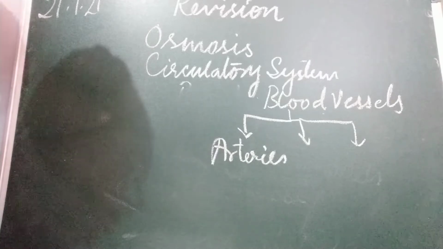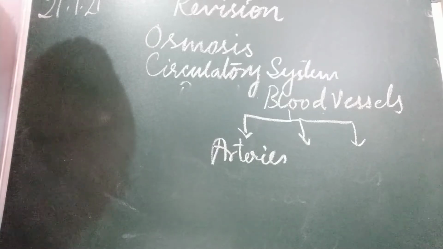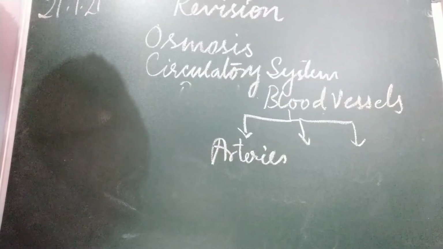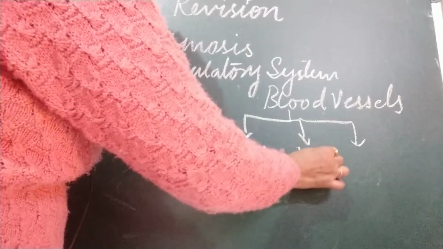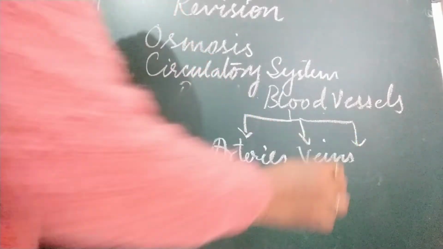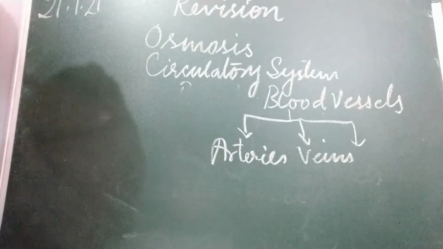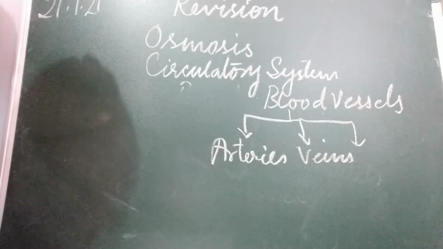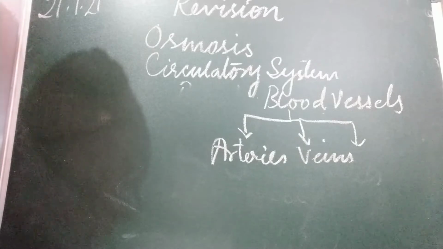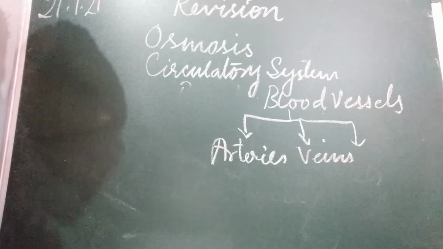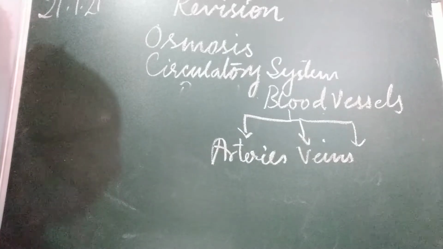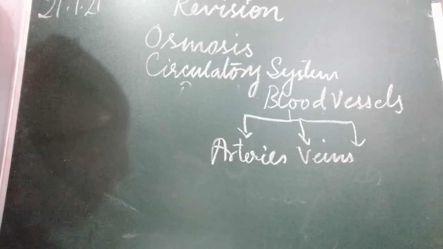Next, veins. Veins carry deoxygenated blood back to the heart. Veins have thin walls. They have valves which allow the blood to flow only toward the heart. Means they allow the blood to flow in one direction towards the heart.